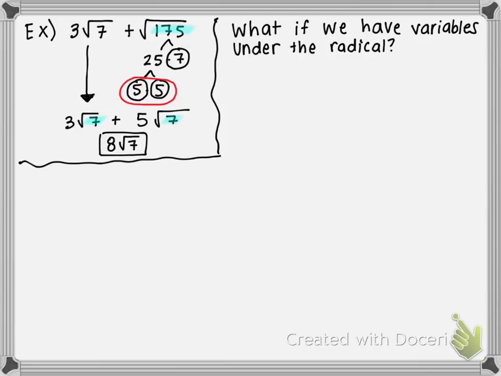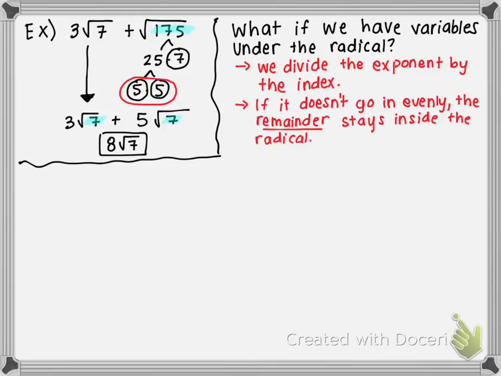Okay, what if we have variables under the radical? So if we have variables, we touched on this last time. So if you were in class last time, we did talk about this, but we're going to go into it in even more depth today. So we divide the exponent by the index. If it doesn't go in evenly, the remainder stays inside the radical. Okay, well, what does that mean? Let's look at a couple examples.